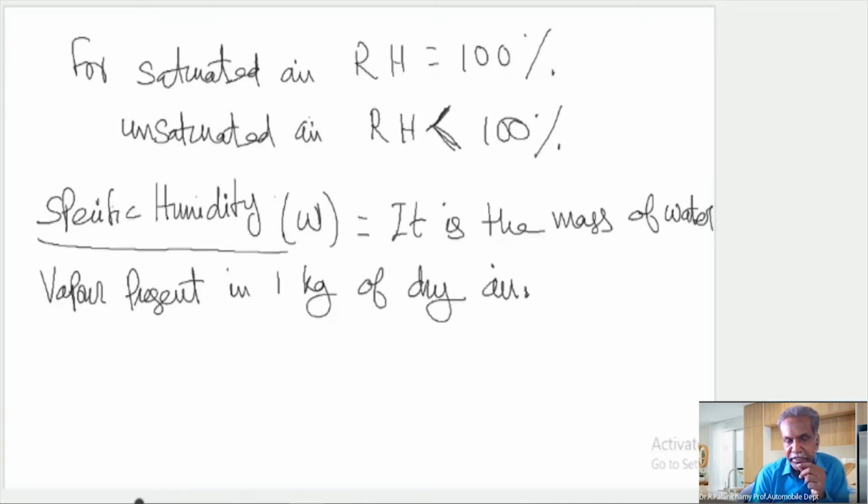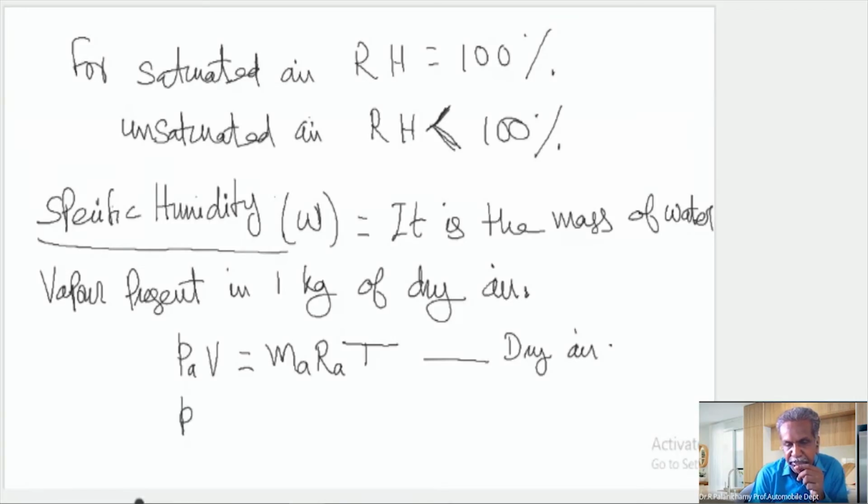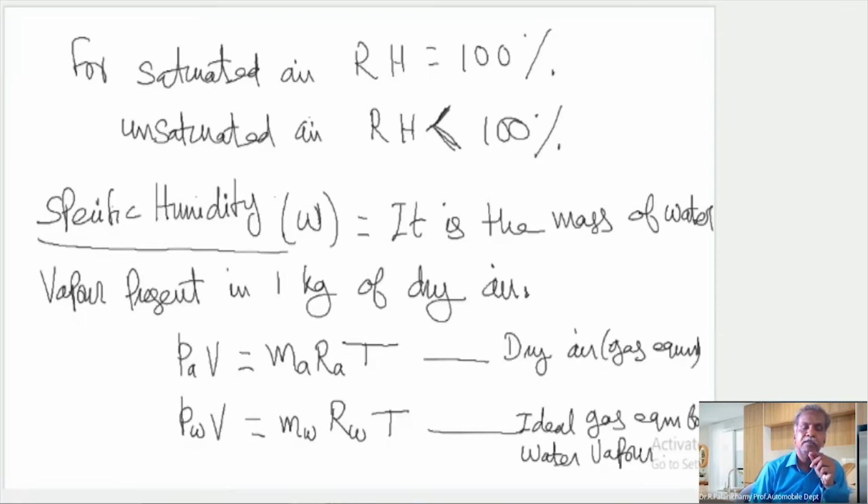Now if you write the ideal gas equation for the dry air and water vapor, this is the air: partial pressure of air, volume of air is equal to mass of dry air, R of air into temperature. Temperature is the dry bulb temperature. This is the ideal gas equation for dry air. Similarly, ideal gas equation for water vapor: partial pressure of water into volume equals mass of water, R of water into temperature.